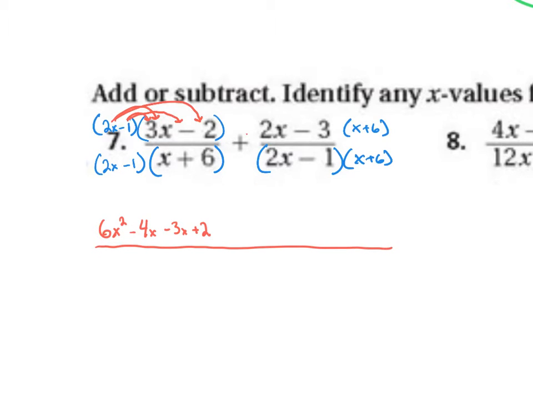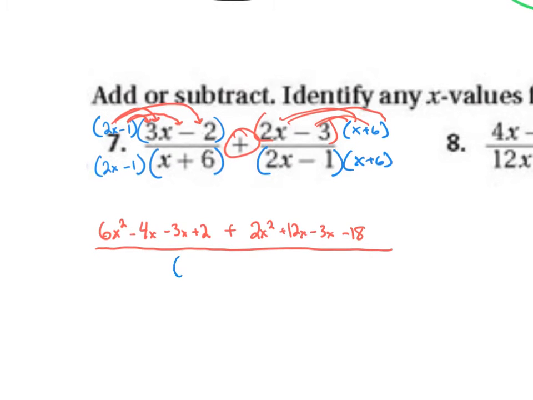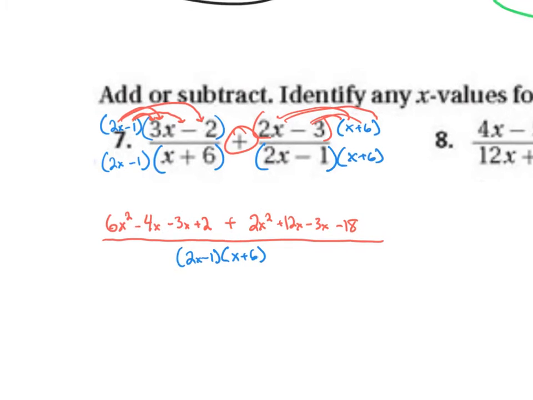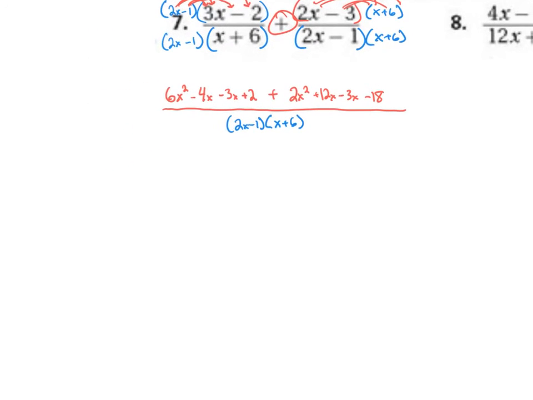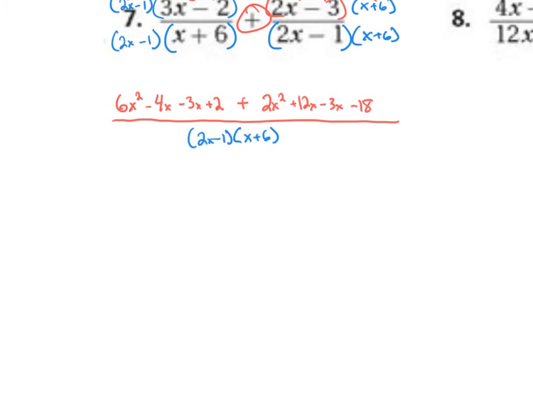And I'm just going to go and carry the plus over. And I am going to double distribute or FOIL here as well. So it's going to be 2x squared plus 12x minus 3x minus 18. So you see how all that is there, and now we're over the group 2x minus 1, x plus 6. And I'm not going to actually multiply those two numbers together just yet, because at the end I'm going to refactor the top. So let's do the top.